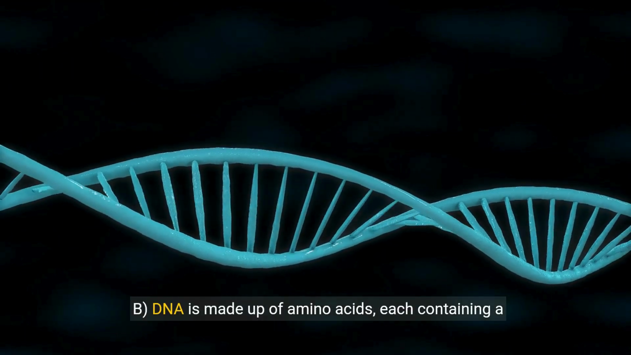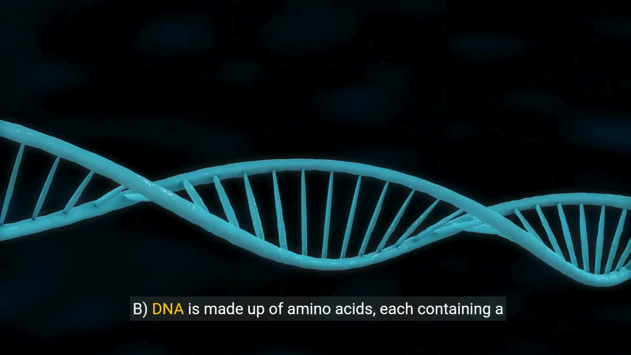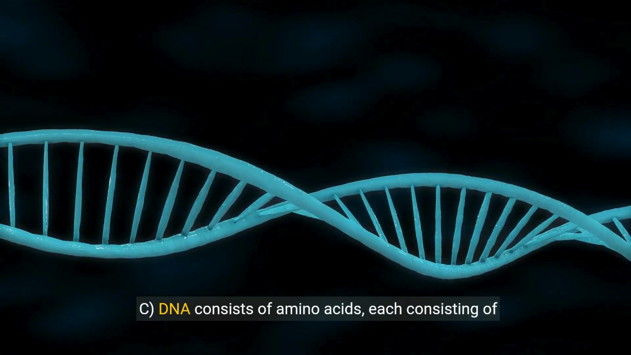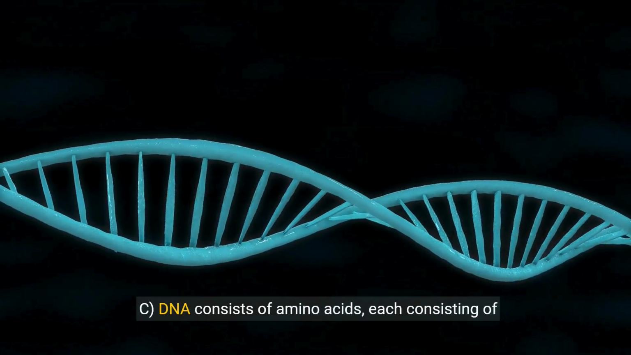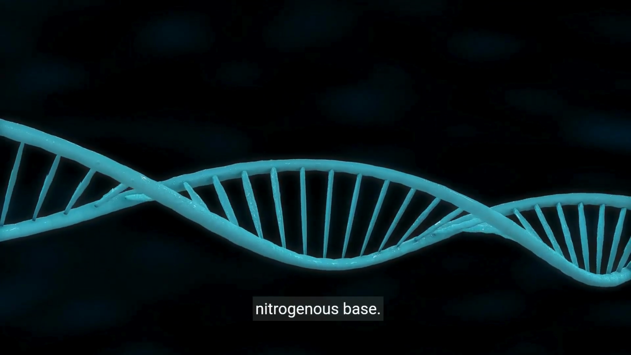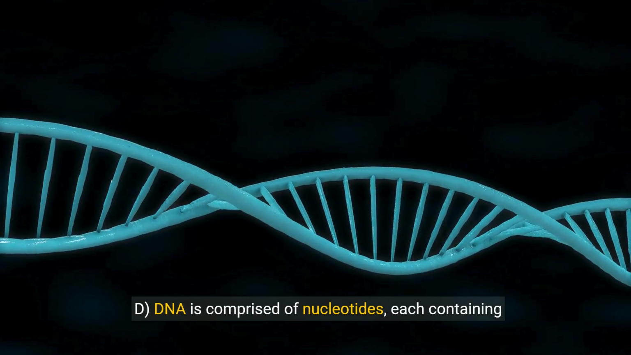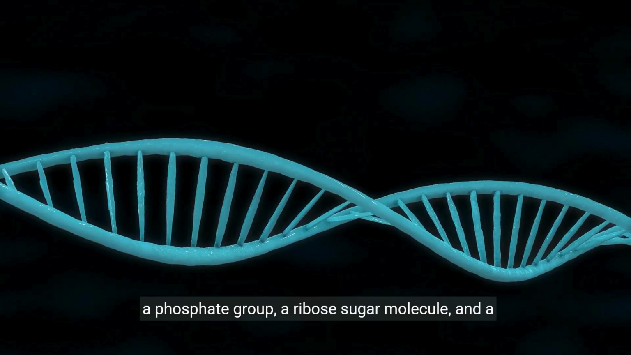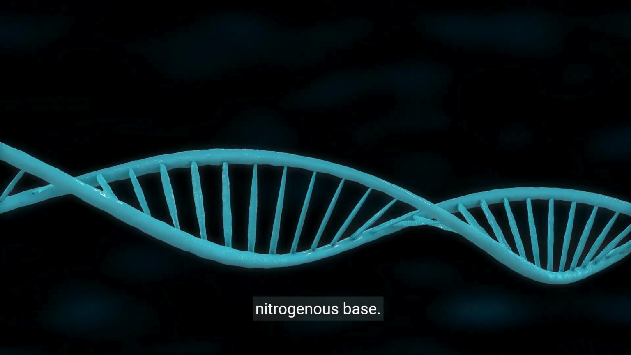B. DNA is made up of amino acids, each containing a phosphate group, a sugar molecule, and a nitrogenous base. C. DNA consists of amino acids, each consisting of a phosphate group, a ribose sugar molecule, and a nitrogenous base. D. DNA is comprised of nucleotides, each containing a phosphate group, a ribose sugar molecule, and a nitrogenous base.